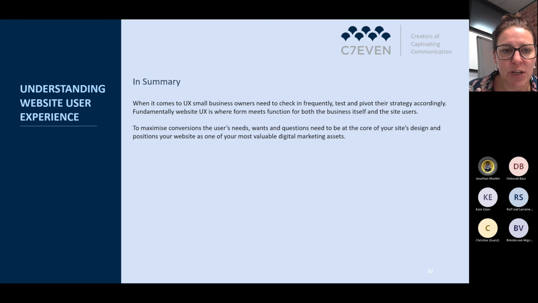So to maximise conversions, the user's needs, wants and questions need to be at the core of the site's design and position the website as one of your most valuable digital marketing assets. So that in itself, if we look at user-centric design, and we look at any sort of digital marketing tactic, more often than not, the website is the mothership that is at the centre of all of those strategies.